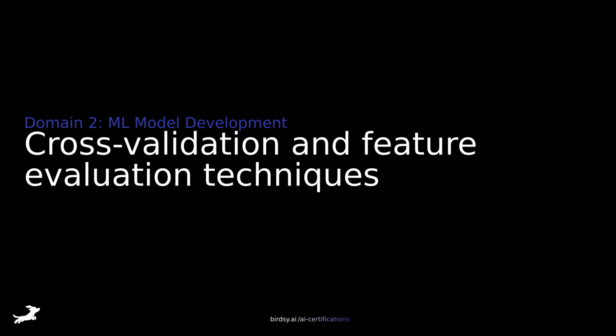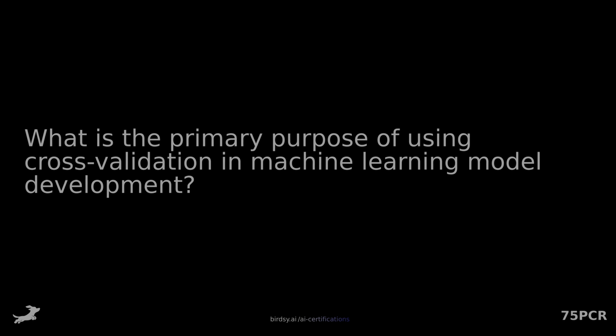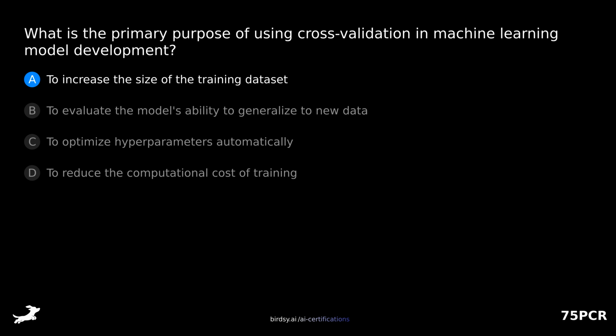Cross-validation and feature evaluation techniques. What is the primary purpose of using cross-validation in machine learning model development? Is it A, to increase the size of the training dataset? B, to evaluate the model's ability to generalize to new data? C, to optimize hyperparameters automatically? Or D, to reduce the computational cost of training? The answer is B, to evaluate the model's ability to generalize to new data.